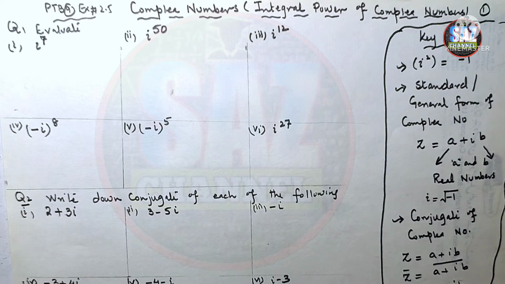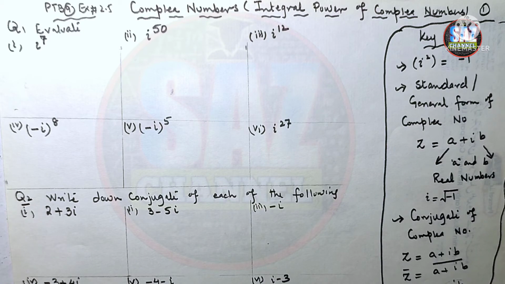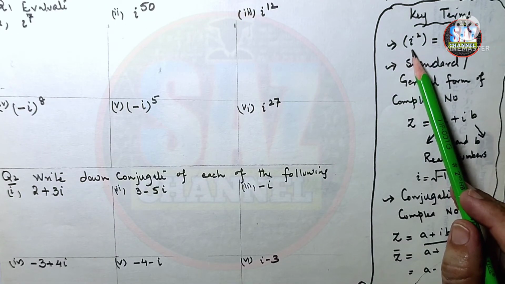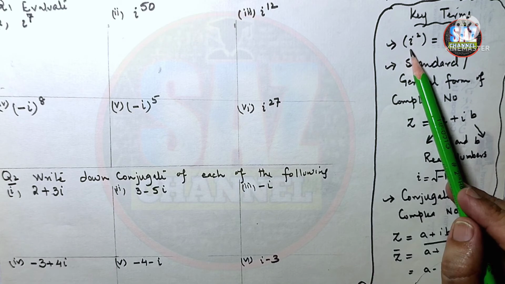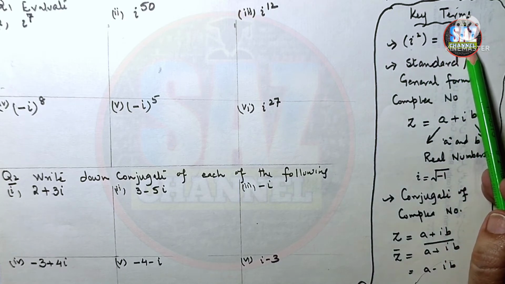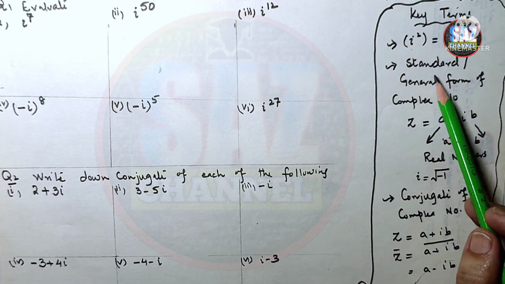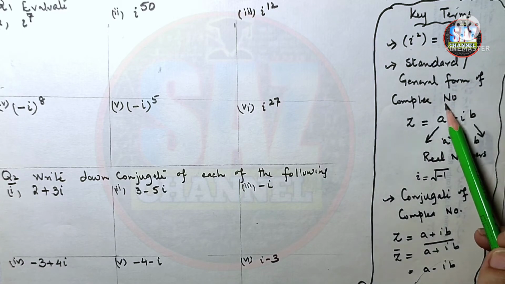Before understanding the lesson, there are some key terms, some important points which are really helpful for the understanding of this exercise. The first important point is that we have to keep in our mind that the answer for iota square will always be -1, and then what is a complex number, or the standard and general form of the complex number.